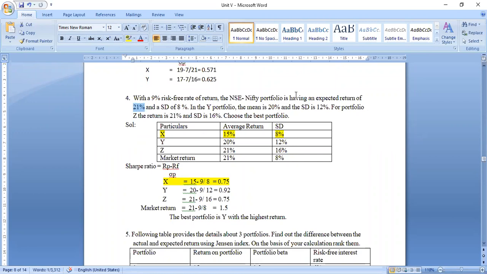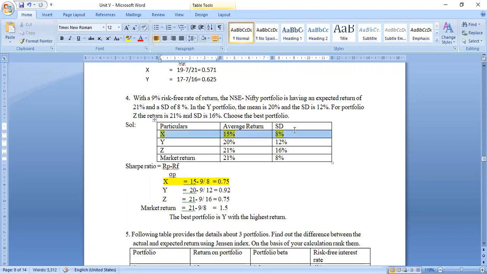So the best way we can do is form a table with the details of average returns, standard deviation as well as market return. So I have highlighted this because nowhere are we given the details of security X, its average return and standard deviation. So this we are not going to consider for calculation. That is why I have highlighted it here, because all the details are only with regard to portfolio Y, portfolio Z, and we're given the market return, as well as the risk-free rate of return. So these are all the details which are being given to us.